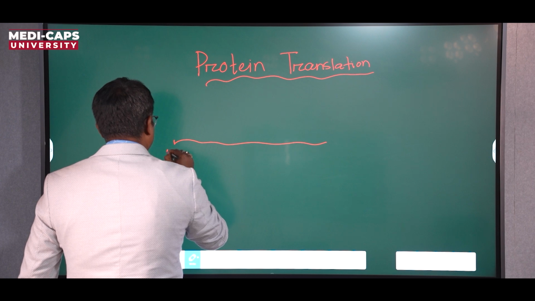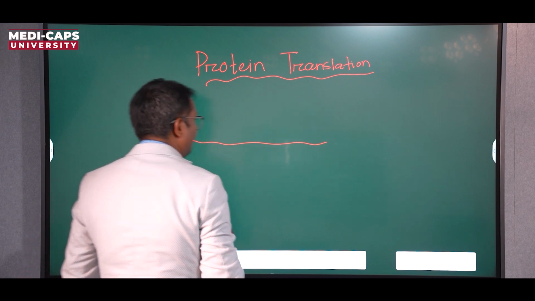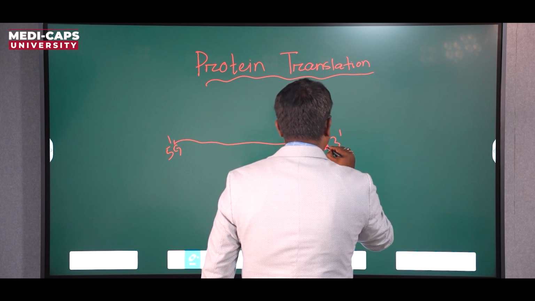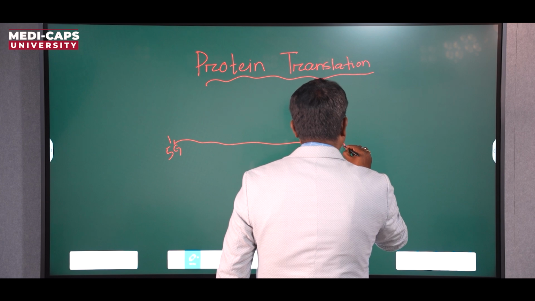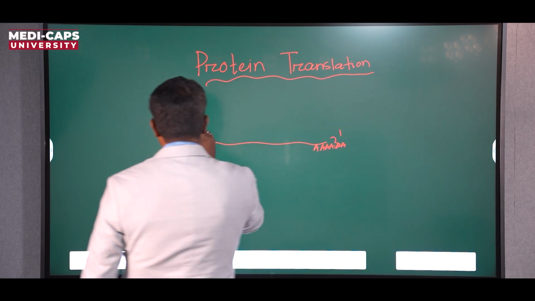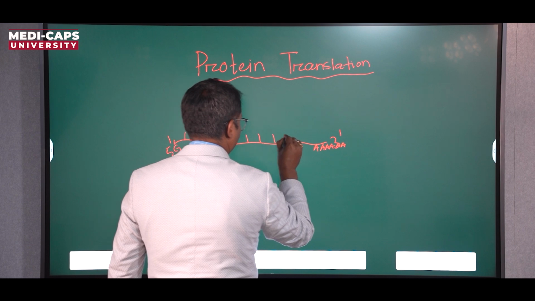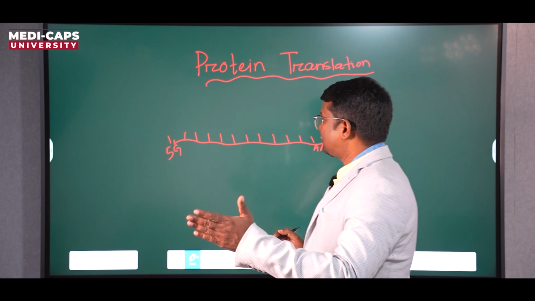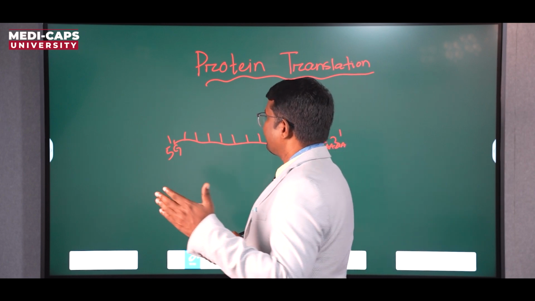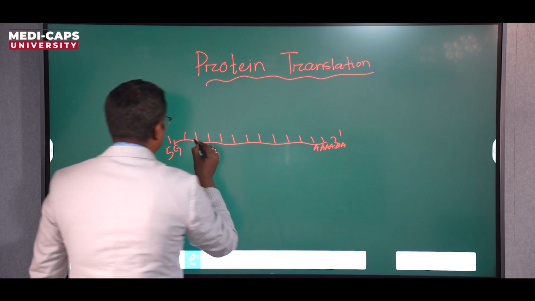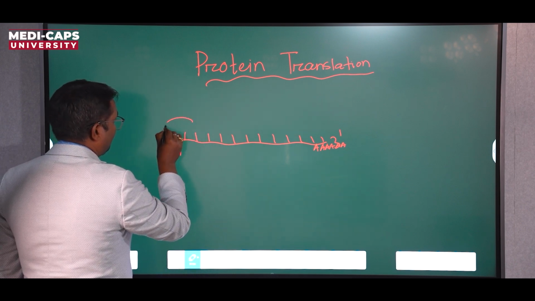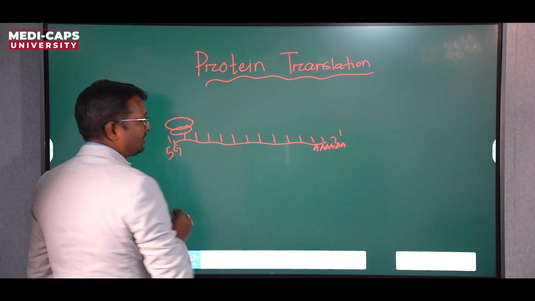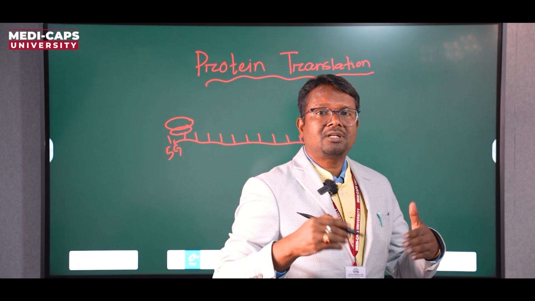So this is the 5' end of the mRNA and this is the 3' end. The 3' end contains the poly A tail. And towards the 5' end of the mRNA, the ribosome attaches to this part and reads the start codon.